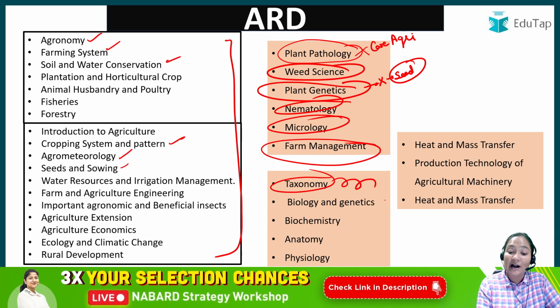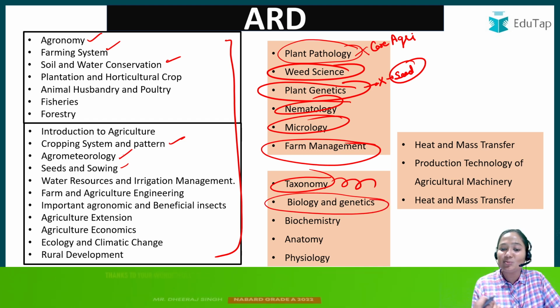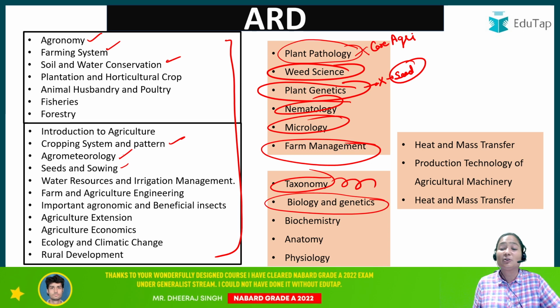Right? Then biology and genetics. If you don't know these terms, what is taxonomy, what is nematology, what is weed science, pathology, very good. Excellent job. You don't know out of syllabus topics, this is the right path, I would say. If anyhow you know, because you are from agriculture background, you are from animal husbandry background, so you know what to avoid, right? So in both situations, it is a win-win.